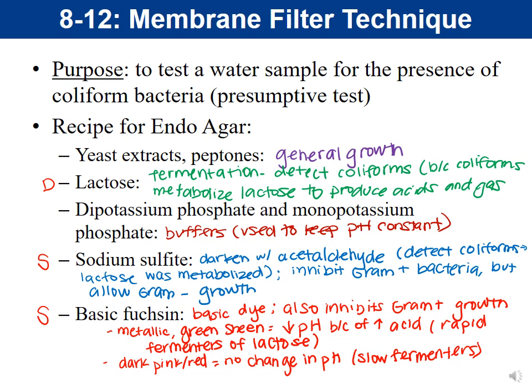If the colonies darken, we know that the lactose was fermented. But the basic fuchsin is going to help us determine if it was fermented rapidly or whether it was fermented slowly. Now, if it's a slow fermentation, that doesn't mean that acids won't be produced. It just means that it's going to take longer. And so you're not going to be able to see that change within the time frame that we test it.